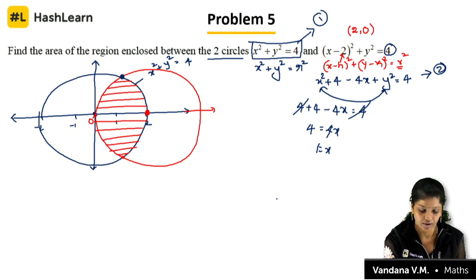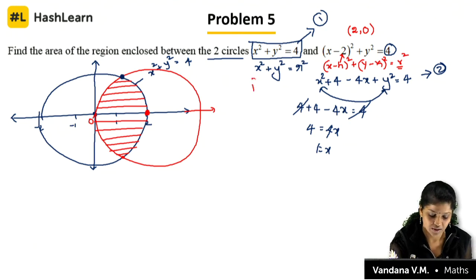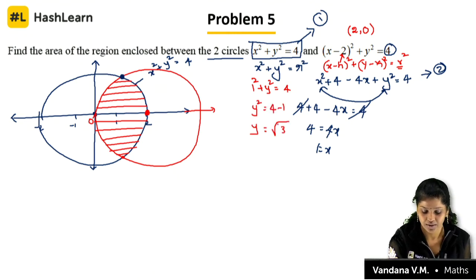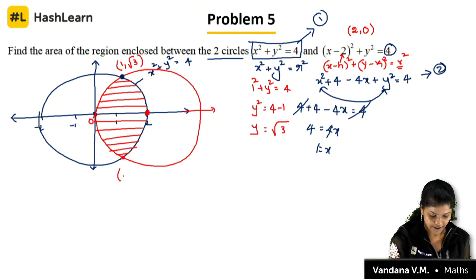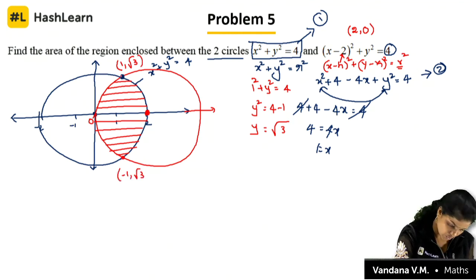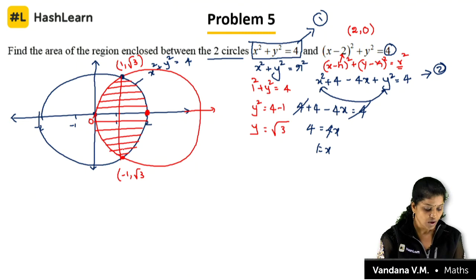Substitute the x value over here. So x value 1. So let me change the color, then we can recognize. So 1 square plus y square is equal to 4. y square is equal to 4 minus 1. y is equal to root 3. Clear? So this point is 1 comma root 3. This point is minus 1 comma root 3. So I can clearly make out this is symmetric, isn't it? So no need to again make 4 parts, no need. 2 into 0 to there, I can easily make out the limits, isn't it?